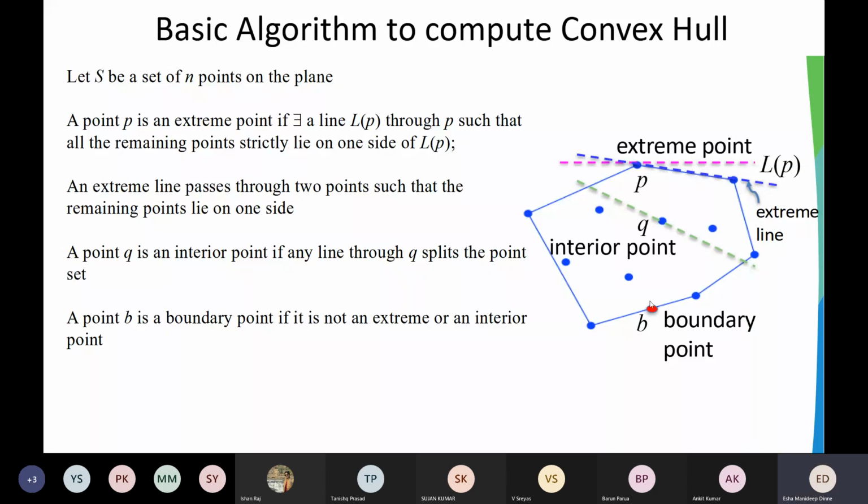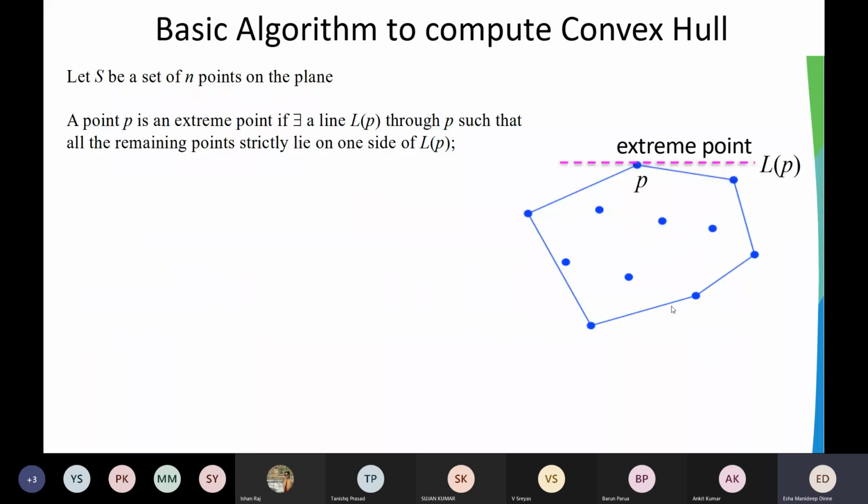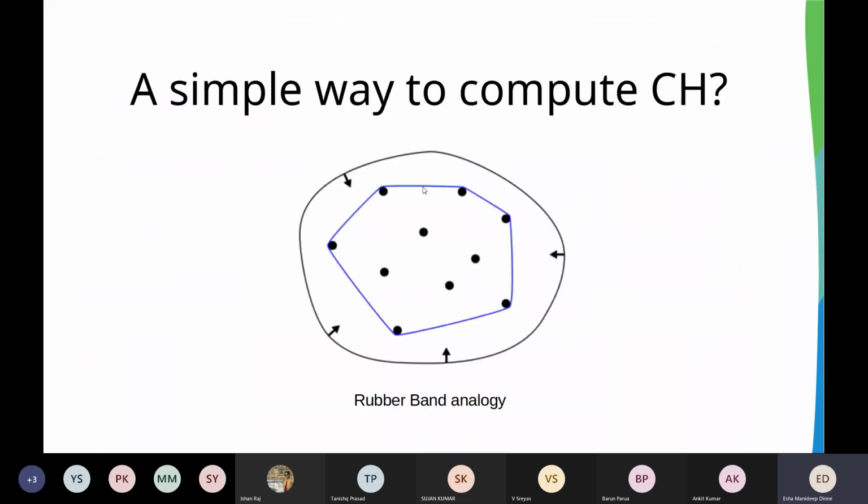So a boundary point is one which is not an extreme or an interior point. Let's take this blue line. If you draw that line through B, then it is not clear whether all the points lie on the same side or not. You can think of a boundary point as a point which is on the convex hull but is not a vertex of the convex hull. So in this example, if you have some point here, that point would be a boundary point.